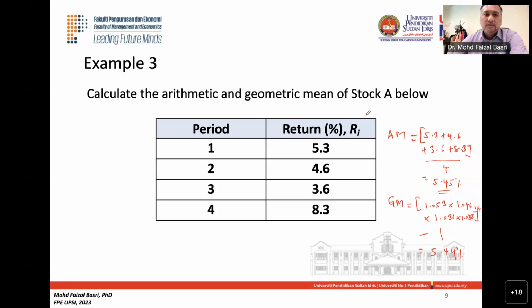Okay, so thank you, Zulaika, for trying. So that's how we measure the arithmetic and also the geometric mean. All right, let's move on with the next one.